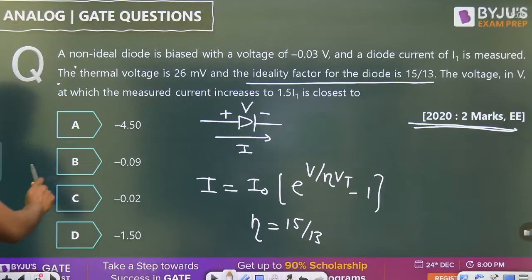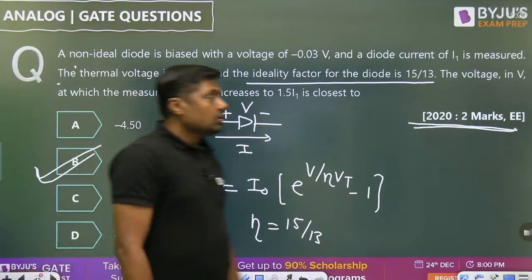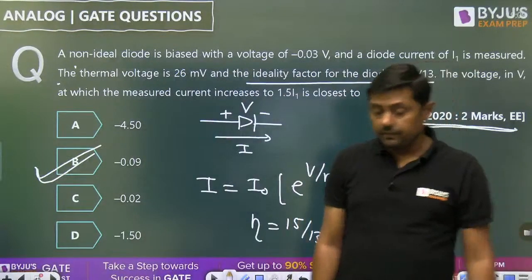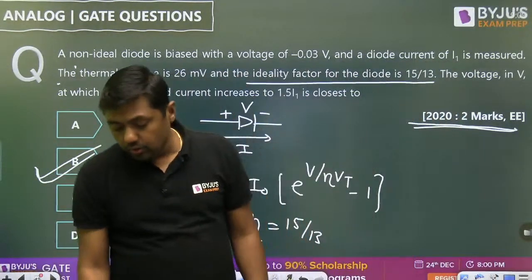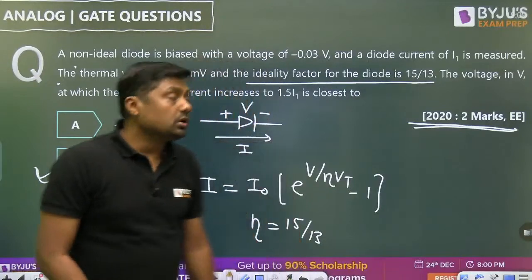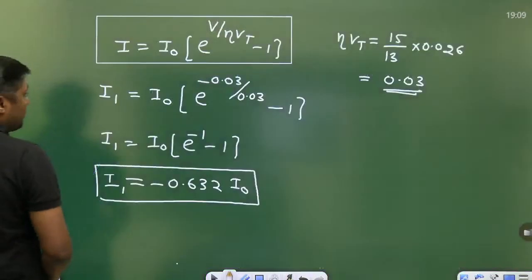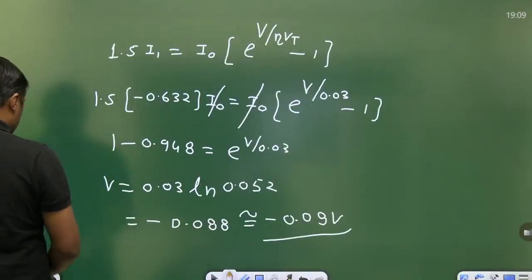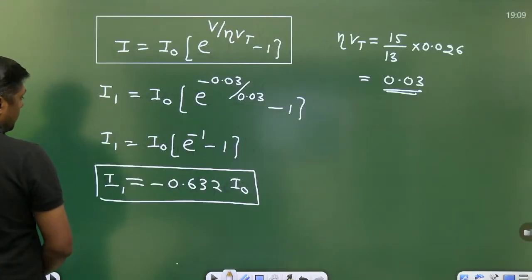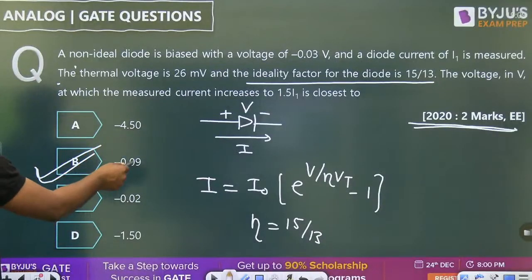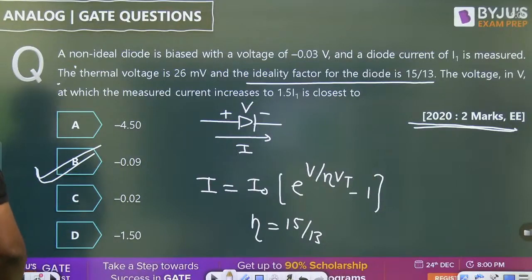Which answer is correct? This one. Minus 0.09 volt. Good question in a 2 marks question, right? In the exam hall, be careful. In both the cases, the diode is in reverse bias. And remember one characteristic that you can give the answer for this one. What is the answer? Minus 4.50 minus, all are minus. So that is the characteristic of the diode.